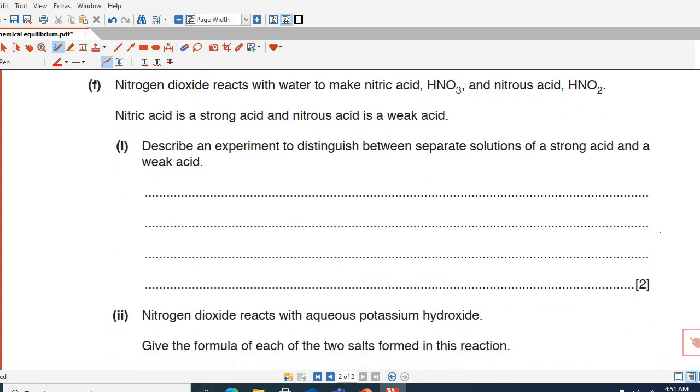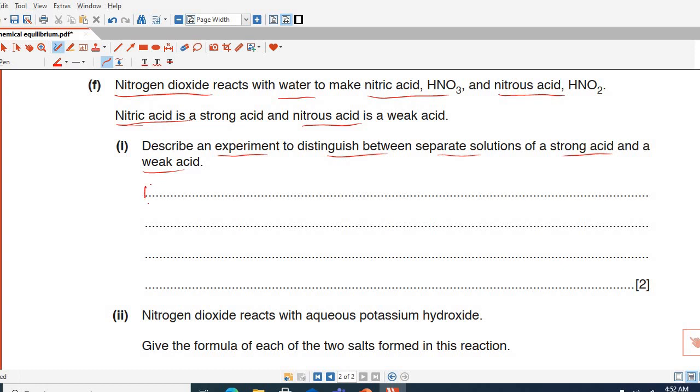Now the F question is that nitrogen dioxide reacts with water to make nitric acid and nitrous acid, right? HNO3 and HNO2. Nitric acid, as you know, is a very strong acid, and nitrous acid is a weak acid, right? Describe an experiment to differentiate between separate solutions of a strong acid and a weak acid. How you can identify whether it is a strong acid or a weak acid. There will be 2 marks for this one. So there are 2 possible ways you can mention.